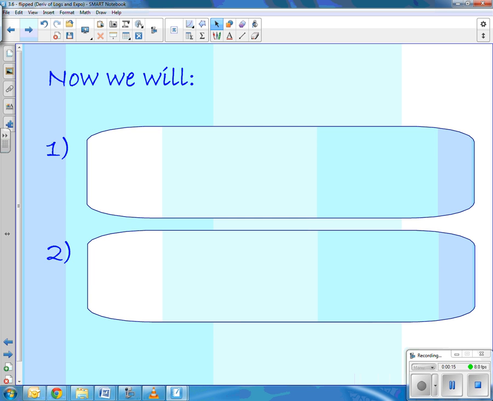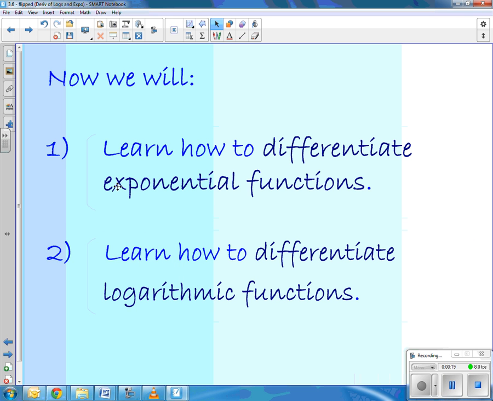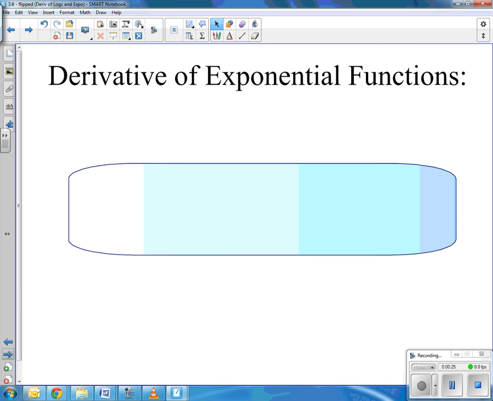In this section, again, we're going to figure out two things: how to differentiate an exponential function and also how to differentiate a logarithmic function. So we're going to start with the exponentials. For derivative of exponential functions, remember, exponentials, we're talking about some base number raised to a power that's a variable. So a would be an actual value, 2, 10, anything. And then our exponent is the variable here.